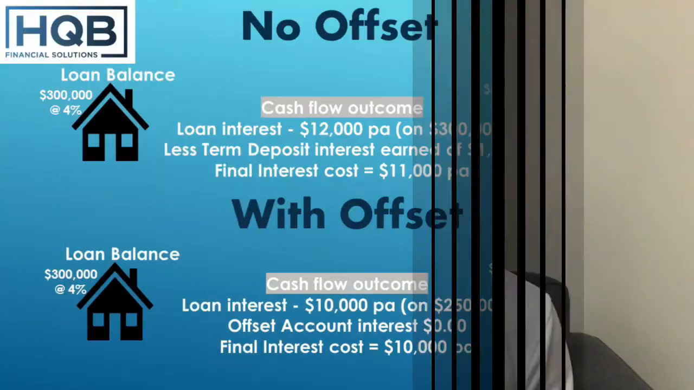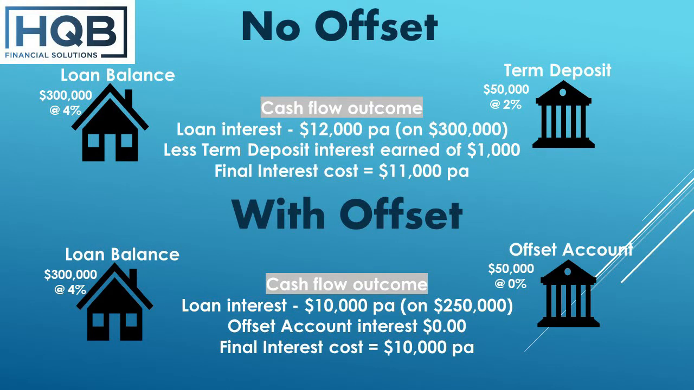interest. Now, to explain that further, I'll just refer to another slide which runs through a basic example with having no offset account and having an offset account. So we'll take a look at that now. As you can see up the top, we have no offset, so we've got a loan balance of $300,000. On the right hand side we've got a term deposit at 2%. I'm just using that as an example. I think those rates are fairly comparable in today's market. So we'll just look at the figures there.